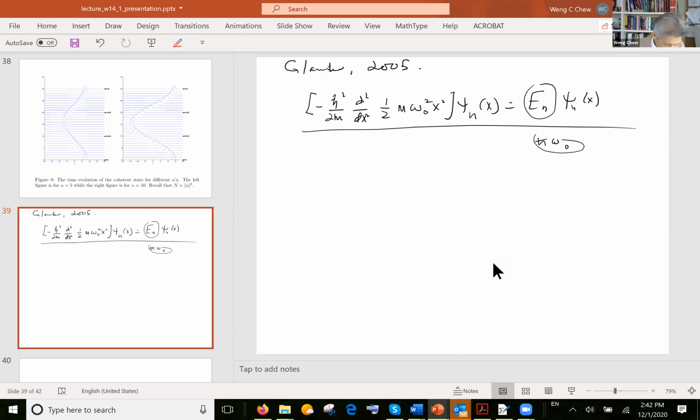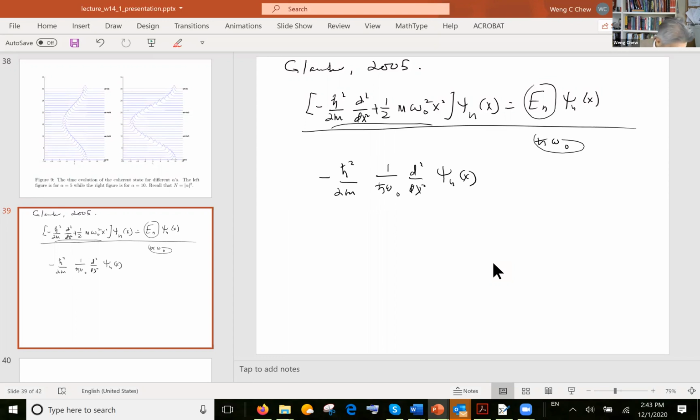And you can show that if this becomes dimensionless, you can also move this to become dimensionless. If I were to rewrite this equation, it will be h bar omega over h bar omega naught. Sorry, there's a plus here. Psi n of x. And then this term will become something like that.